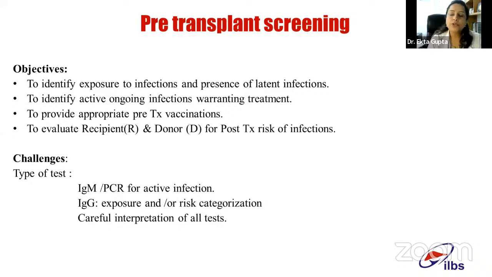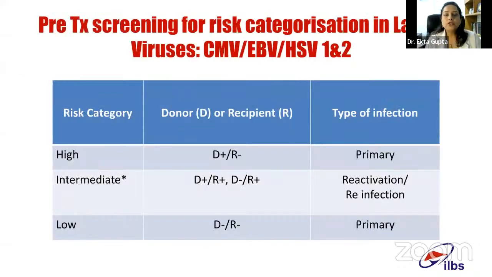But if you really want to study the exposure or categorize the risk of donor and recipient, it is the IgG test which you really need to order, especially for the latent viruses. Very, very careful interpretation of the test has to be done. So pre-transplant risk categorization is usually done for latent viruses like CMV, EBV, herpes. So these are the three important pathogens, and VZV, which we do for risk categorization.